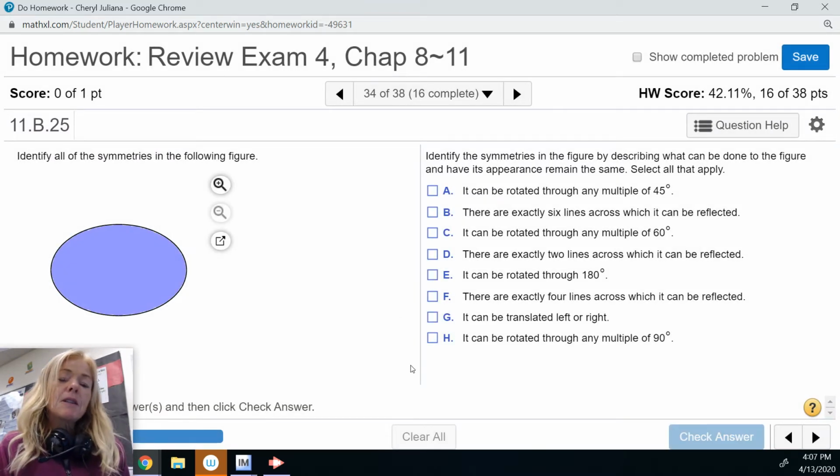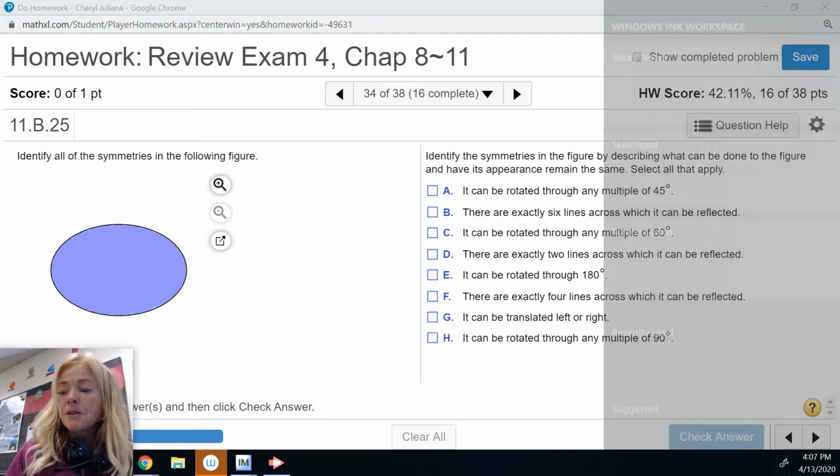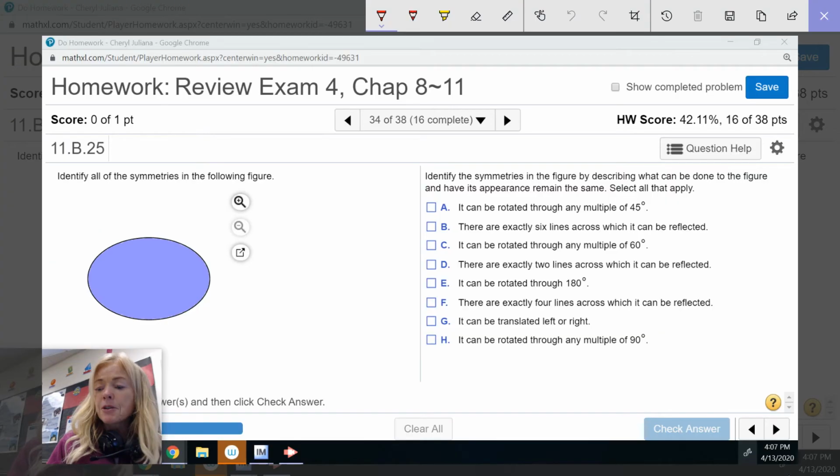34 says, identify all the symmetries in the following figure. I'm going to screen capture this so we can look at a couple of things. If you're looking for symmetries, then you have two different types. You have a rotation and a reflectional symmetry. So first of all, I'm going to look at reflectional.